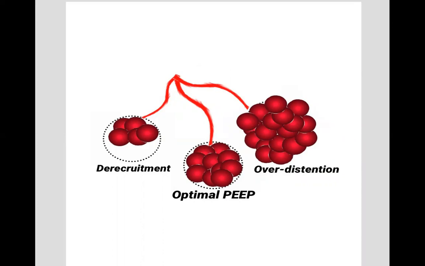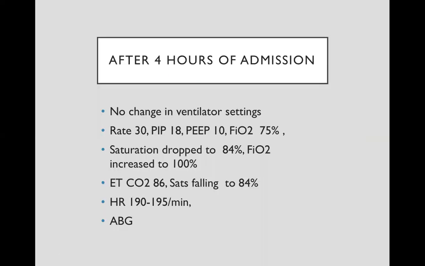The picture on the left side shows alveoli which are tending to collapse, which is a de-recruitment in the lung. And on the other side, you have alveoli which are ballooning and are somewhat over-distended. So this concept of optimal PEEP, or getting your PEEP absolutely right, is actually a very difficult thing to achieve. So we'll come back to that.